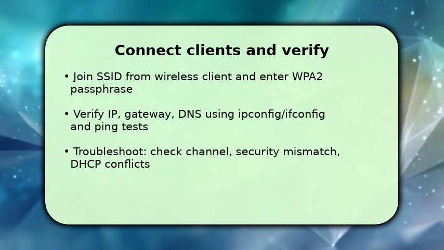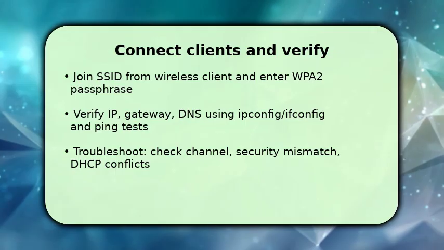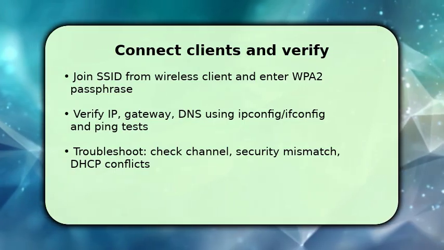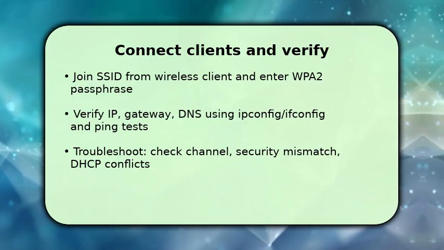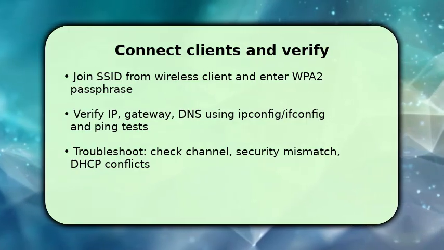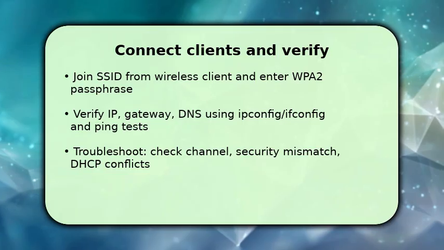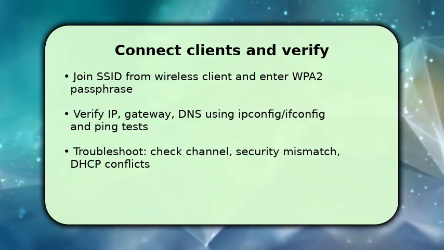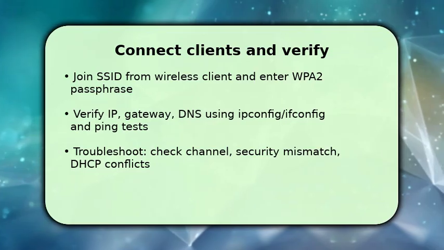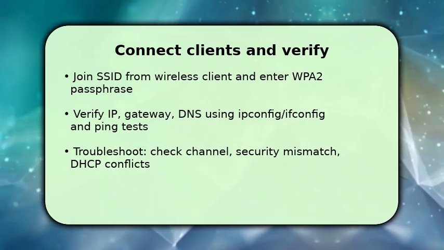Finally, connect your wireless client to the SSID and enter the passphrase. You should receive an IP from the DHCP pool. Verify connectivity by checking the IP, gateway, and DNS on the client, then ping the router and an external IP to confirm routing. If something fails, make sure the SSID name and security type match between client and router.